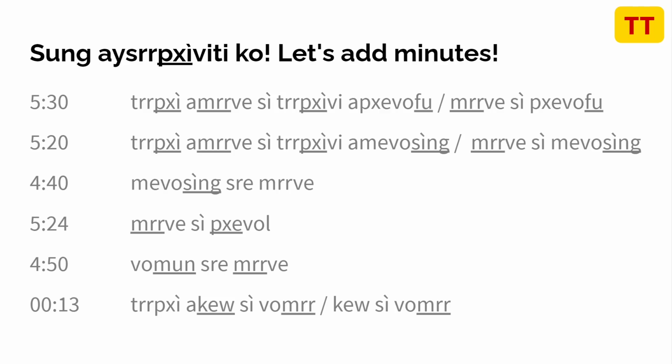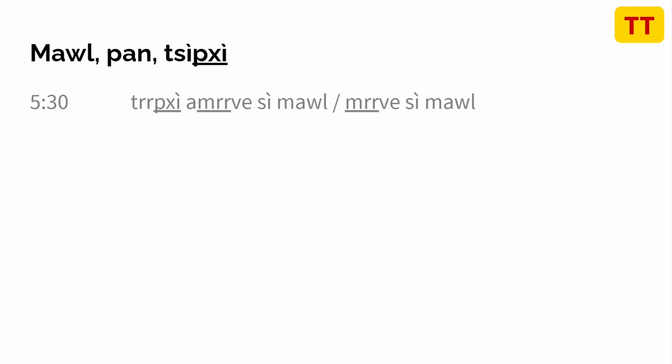So now you maybe noticed that I made stuff stupidly complicated, because like, who wants to say 5:30, it's like so long. We can shorten it down by using maul, or for some other than pan or zip-e. So maul means half, pan means a third, and zip-e means a fourth. So 5:30 could also become drp-e a mrve se maul, or mrve se maul. So literally 5 and half.